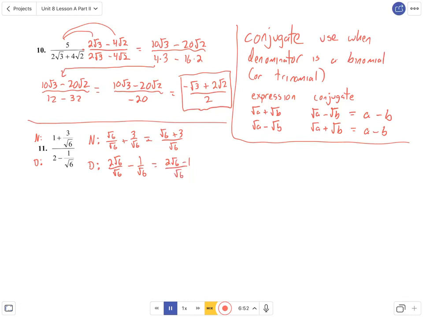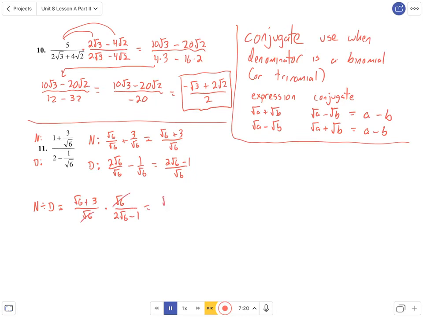Okay, and for the complex fraction, we are taking the numerator and dividing it by the denominator, which, if you remember, is the numerator times the reciprocal of the denominator. So I wind up with rad 6 plus 3 over rad 6 times the reciprocal of the denominator, which is rad 6 over 2 rad 6 minus 1. Okay, notice here the rad 6's cancel out.